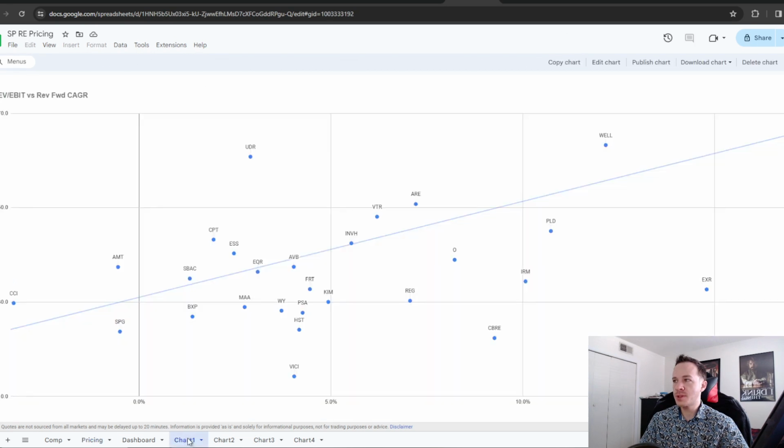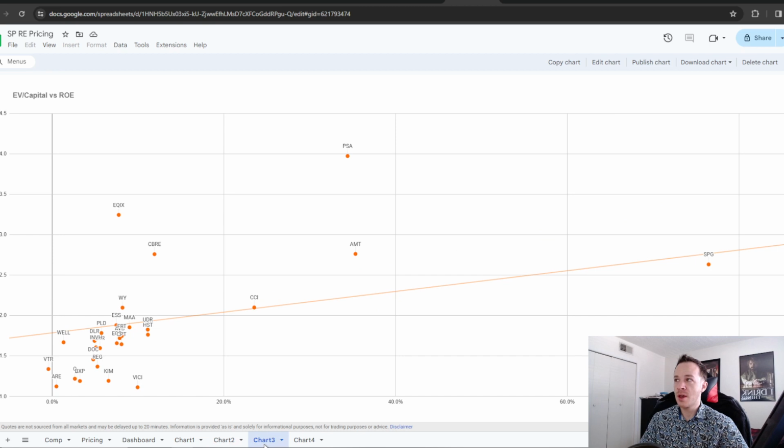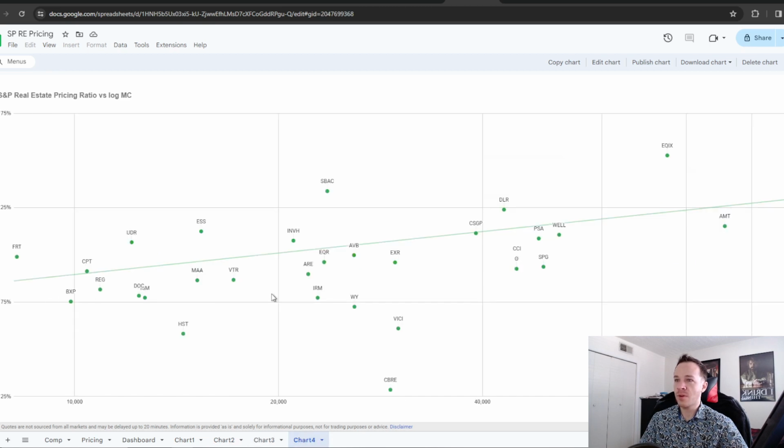Coming over to the real estate sector, we end up with EV to EBIT versus revenue forward CAGR for this particular graph. Then we have EV to forward sales versus gross margins. Then we have EV to capital versus return on equity, the all-in graph over here as well.